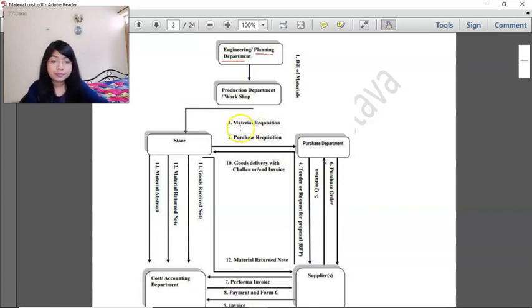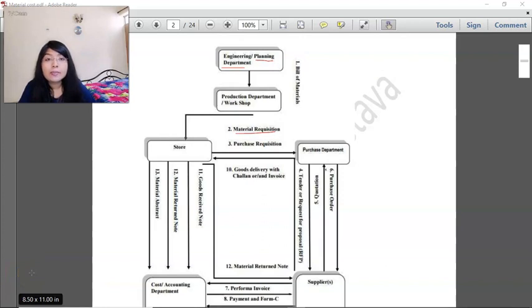Second, they do the material requisition. This material requisition is basically the list of the materials which are required to be issued by the production department or by the store for the purpose of production of finished goods. So that is issued by the production department to the store.